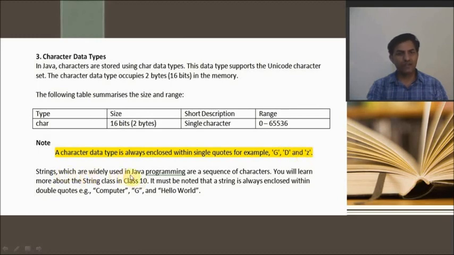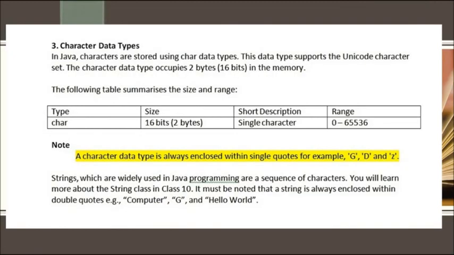String, which is widely used in Java programming, is a sequence of characters. You will learn more about the string in class 10th. It must be noted that a string is always enclosed in double quotation marks, that is computer in double quotation marks, same G in double quotation marks. Anything you write in double quotation marks will be considered as string.